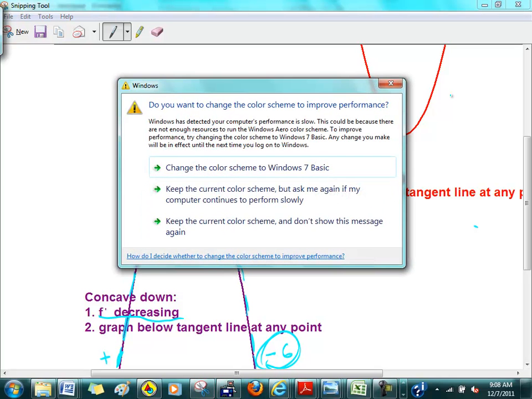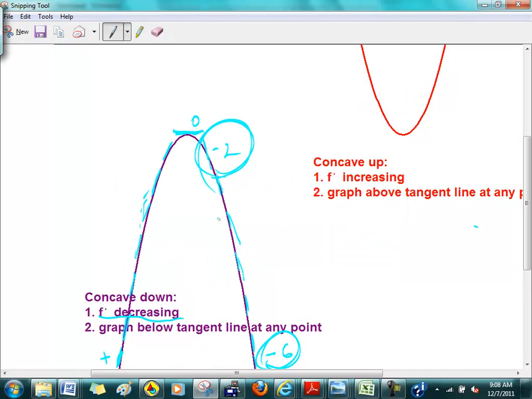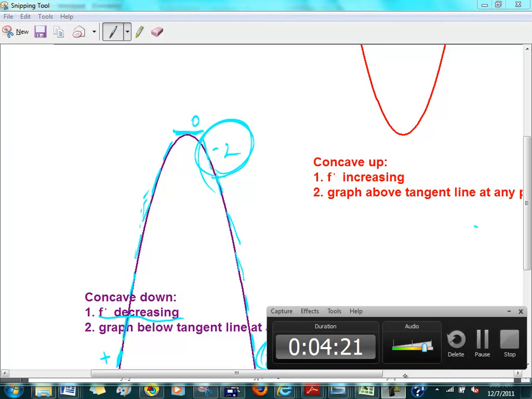What I want you to do is draw the tangent lines on the red one and show me how f prime is increasing. You guys with me on that? Tati? You zoning out there on me? Okay, I'll pause here, come around and see what you're doing.